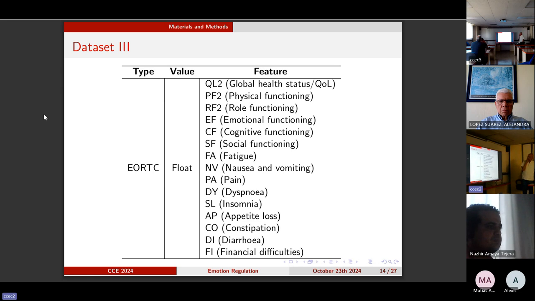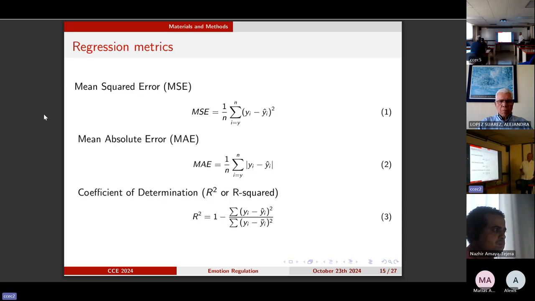But more important for us are these role functions, RF2, which means the roles that each person has in her daily life. If they are teachers, employers, staff, administrative, and so on. And the cognitive functioning, the social functioning, and also the other attributes.